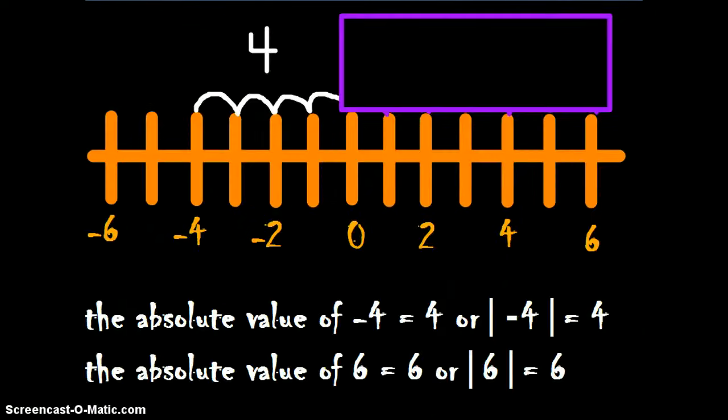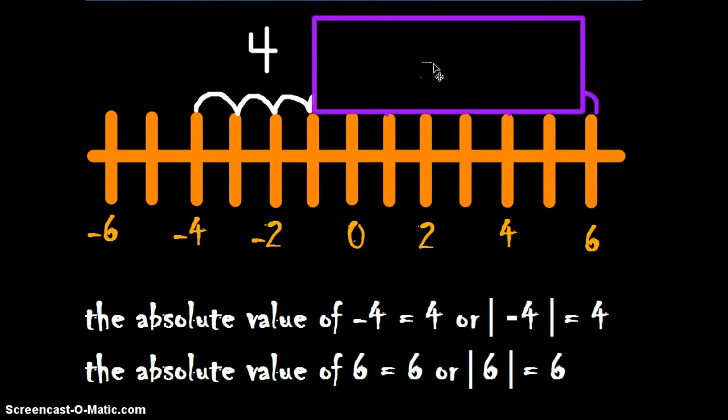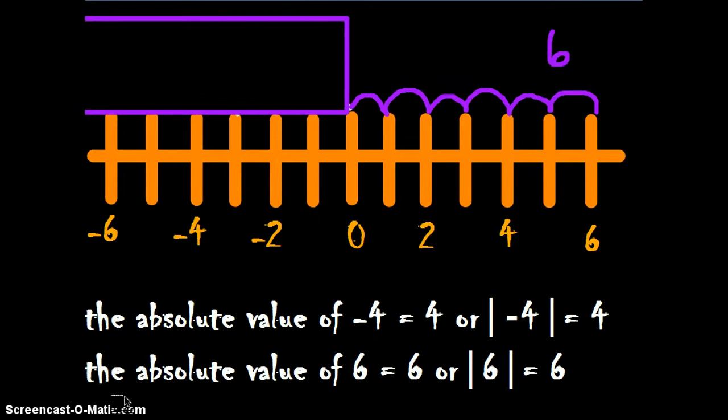Okay, so let's look at this number line. Let's find the absolute value of negative 4. Here's 0, and negative 4 is going to be 1, 2, 3, 4 units to the left. So its distance is 4. So the absolute value of negative 4 is 4. Same for a positive number. Let's find the absolute value of 6. Here we are at 0, and it's 1, 2, 3, 4, 5, 6 units away from 0. So the absolute value of 6 equals 6.